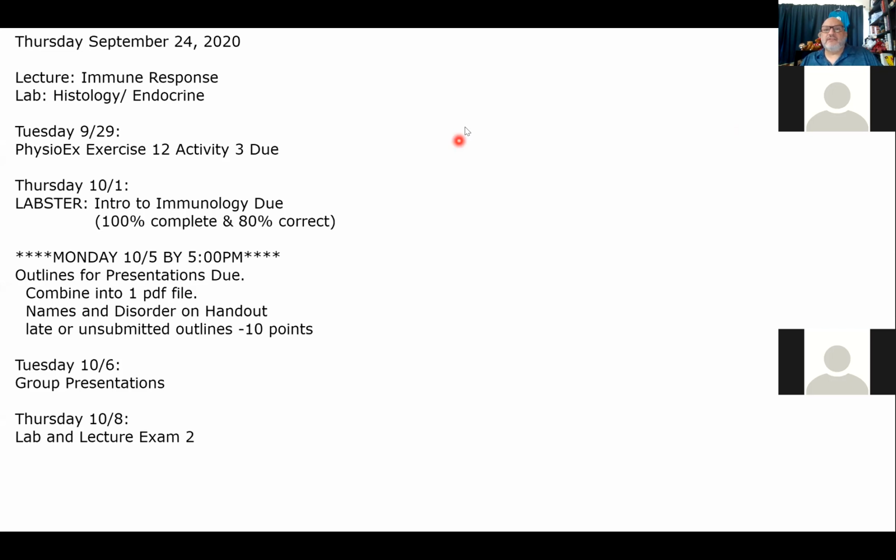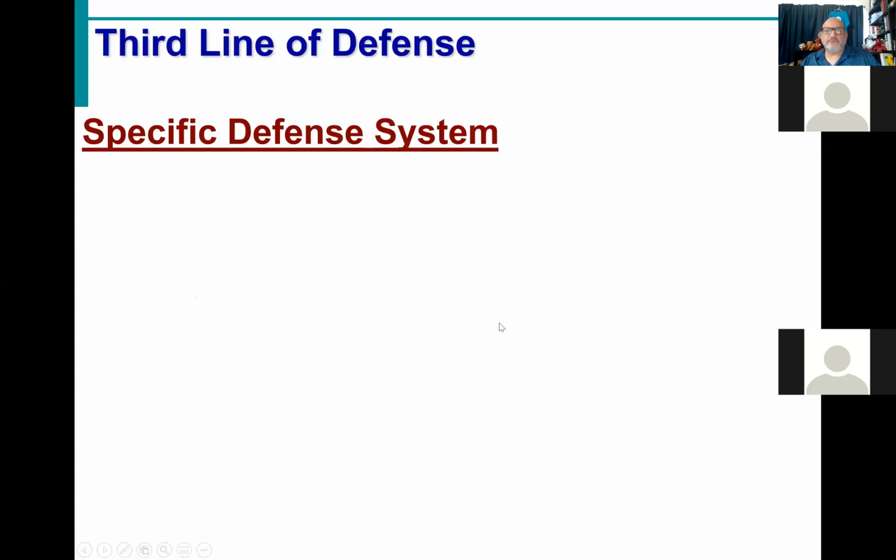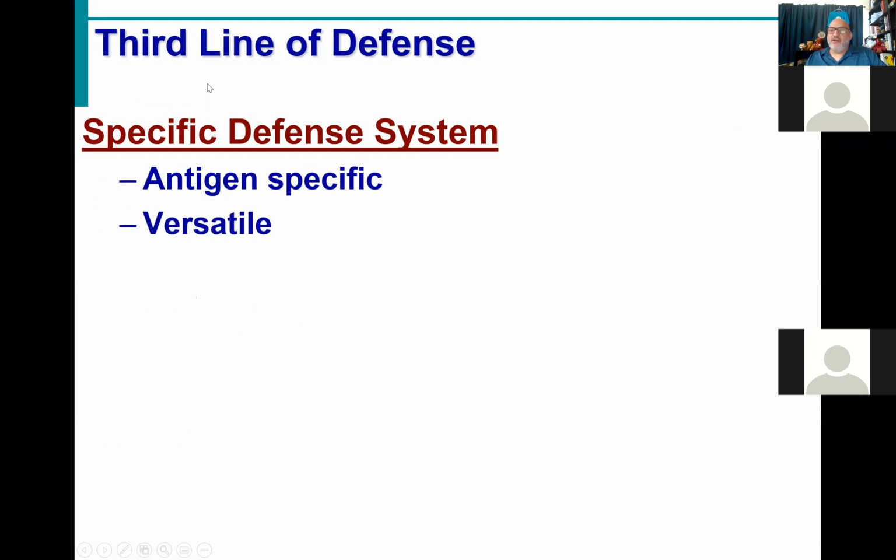All righty then, let's get started. We are on to our third line of defense, right? Our specific or adaptive immunity. And again, what makes it specific is that it is specific per antigens. So we talked about that makes it very versatile. You have a whole key chain worth of keys that can fit in locks to be able to be efficient in identifying and destroying harmful pathogens.